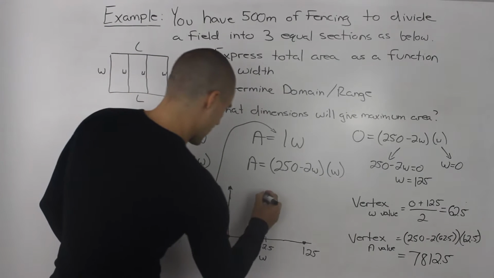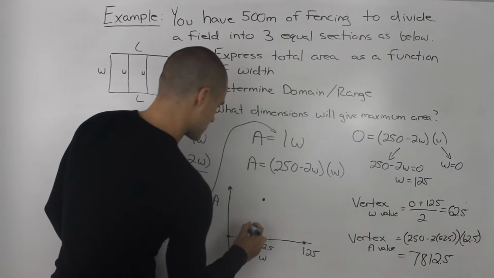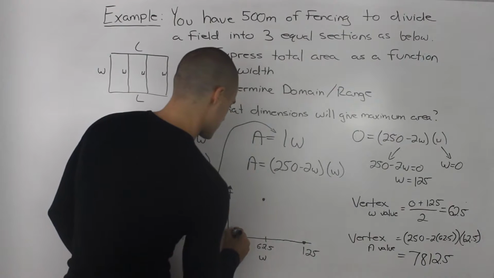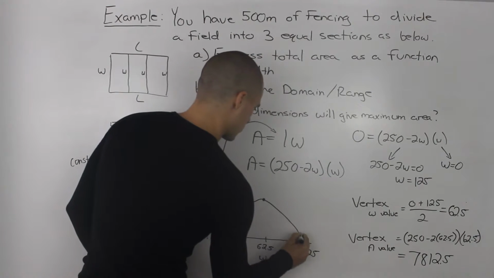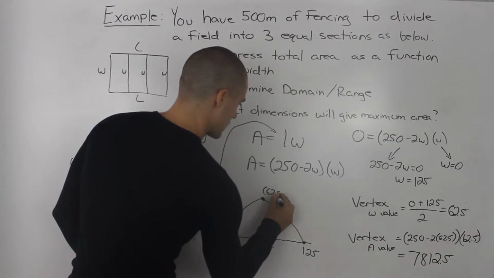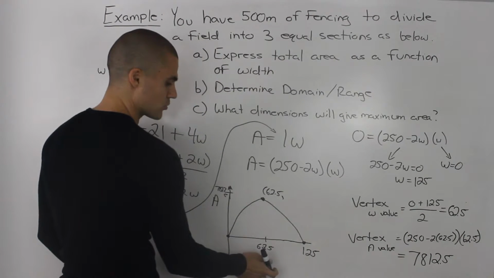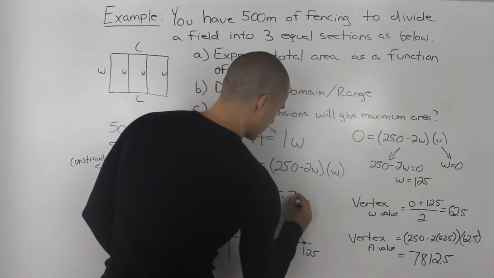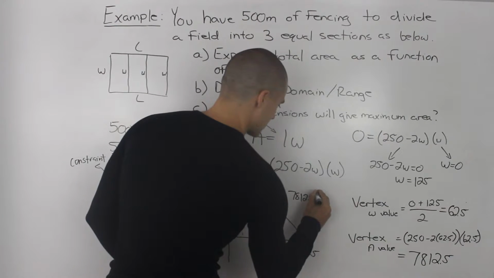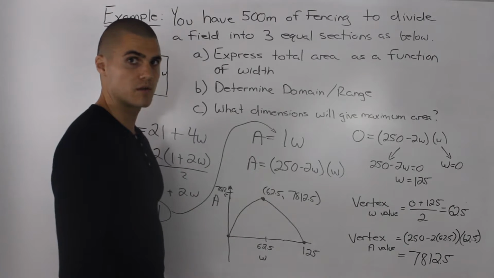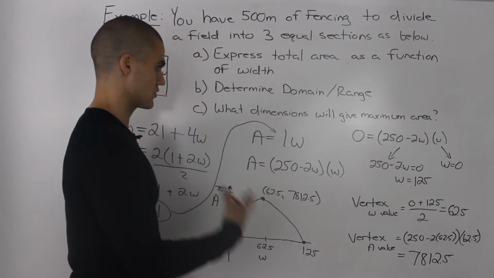So we know that the maximum, or the vertex, would occur at an A value of 7812.5. I'll write it here just to make it more clear. So the coordinates of the vertex would be 62.5, which is the independent variable, the width, and the area, or the dependent variable, would be 7,812.5. And now, since we have the diagram, it becomes a lot easier to answer the rest of the question.